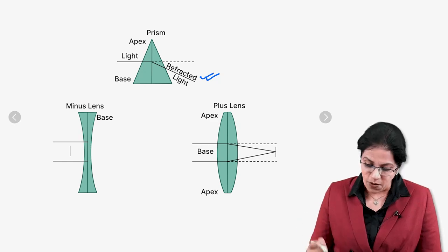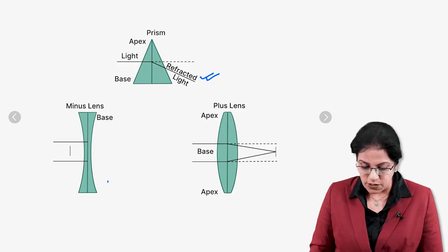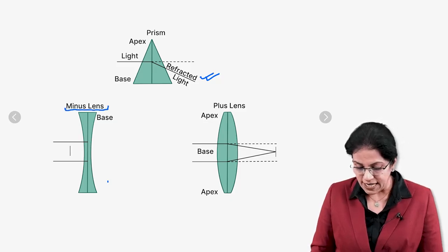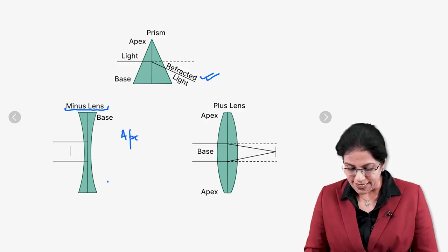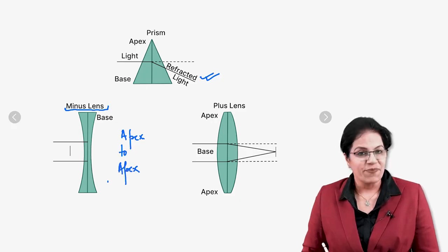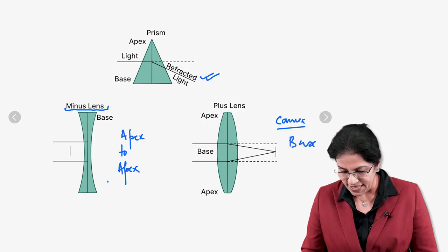Remember this. Now what is happening here? This is a concave lens, a minus lens. A minus lens is nothing but a combination of two prisms apex to apex. This gives rise to a minus lens. Understood? And when base to base prisms are attached, you get a convex lens, a plus lens.